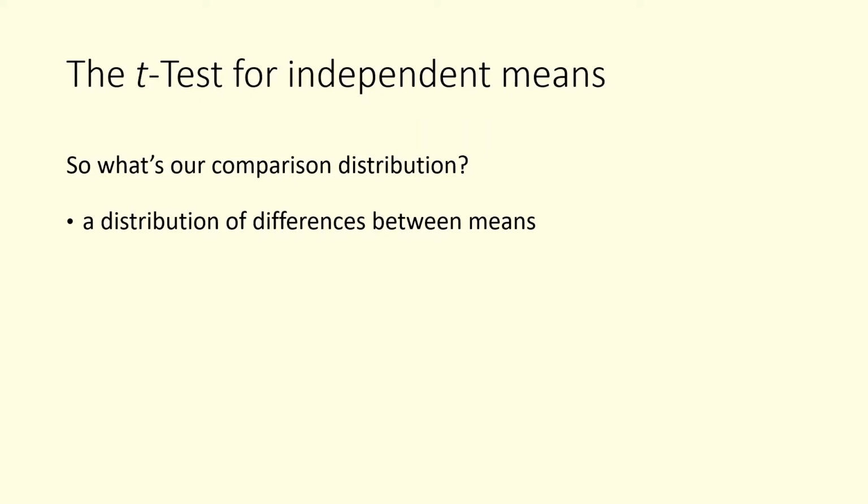Of course, just like with our other distributions of means, we don't actually have to go through this whole process. There are some mathematical ways that we can get this information based on our assumed population mean and our estimated population variance or standard deviation.